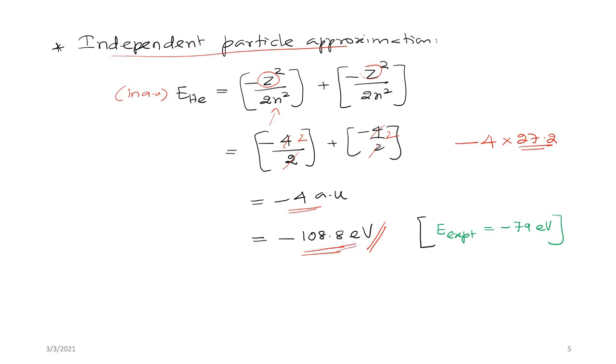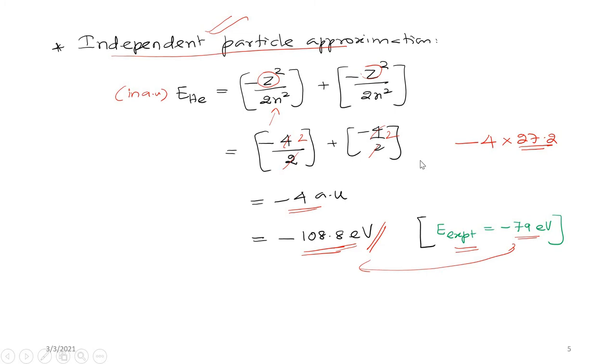But if you compare with the experimental value, the ground state electronic energy of the helium atom is minus 79 electron volts. See, these two values differ to a very large extent. It means definitely this assumption is wrong. The independent particle approximation is a wrong one. The two electrons will definitely be involved in some kind of interaction. So we are going to account for the electron-electron interaction through the variation method.